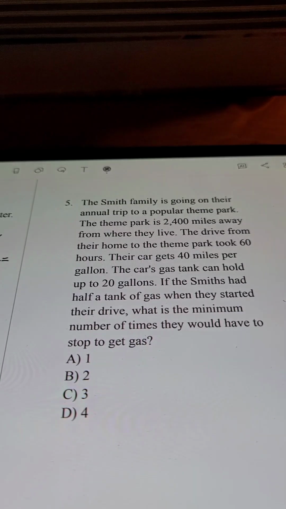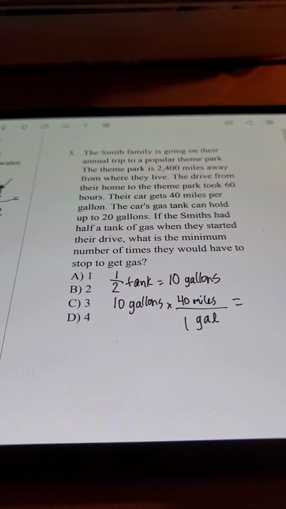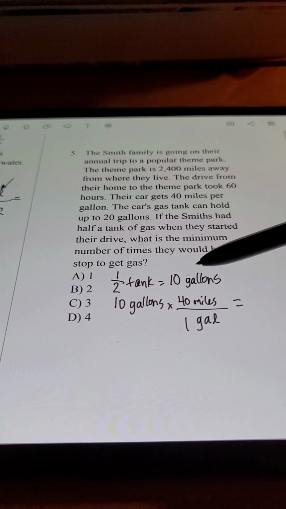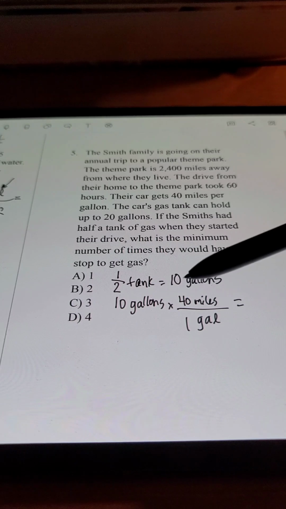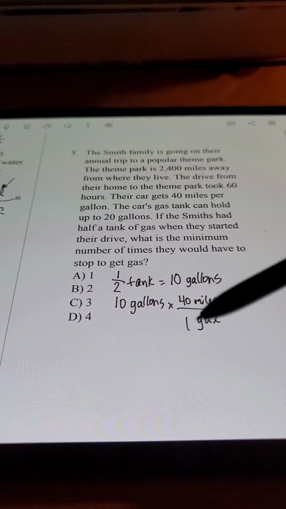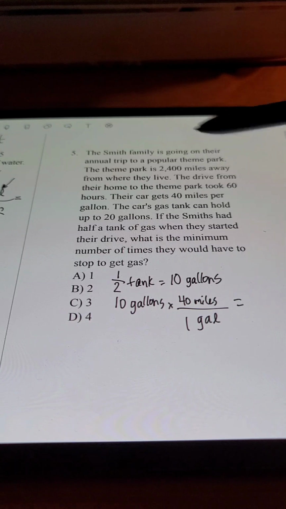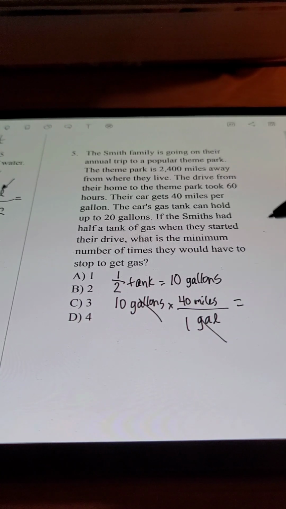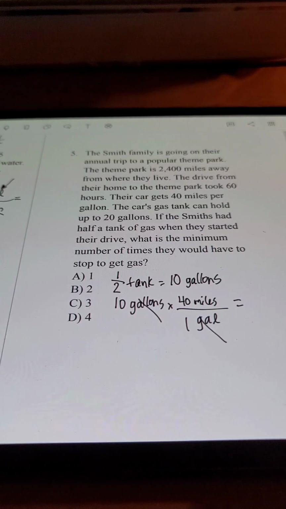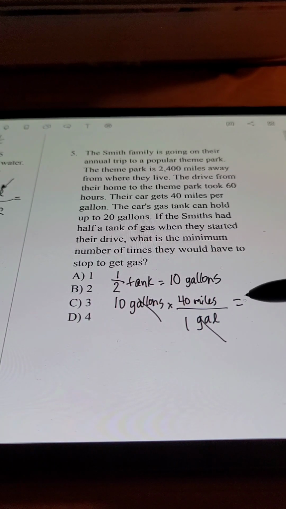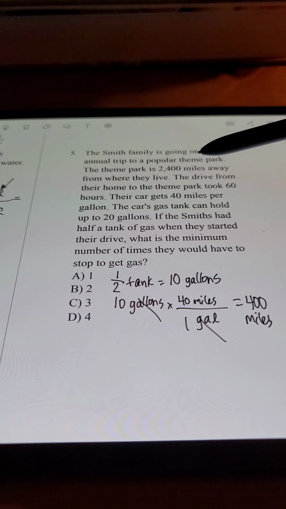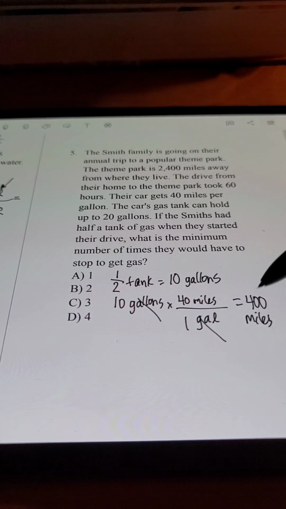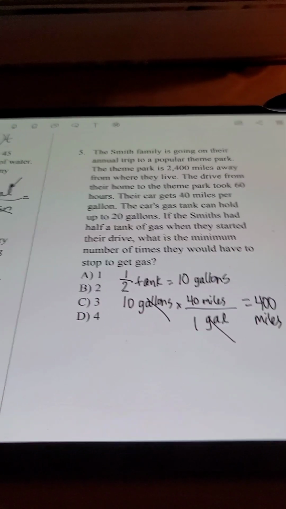Okay, pause to read number 5 if you haven't already. So they start with half a tank. So I started by writing that half a tank means they have 10 gallons, because a full tank holds 20 gallons, right? So then I could say, okay, 10 gallons times 40 miles you get per gallon. That'll help me cancel out these gallons. So then that tells me how many miles they can drive with that half of a tank. So that's going to be 400 miles that they can already drive with that amount. And remember, the whole entire trip is 2,400 miles. So they already have those 400 miles that we're talking about, right?